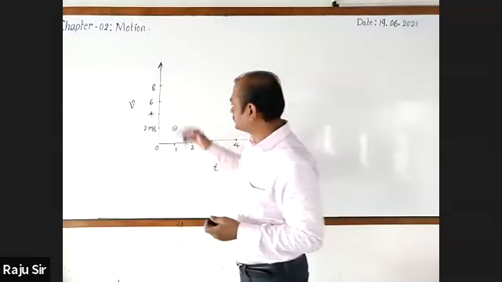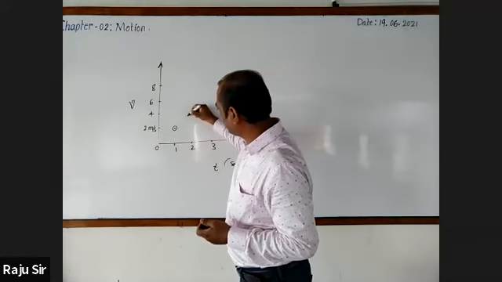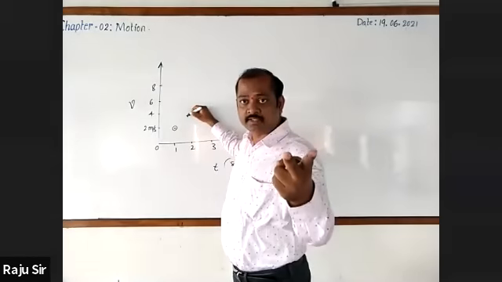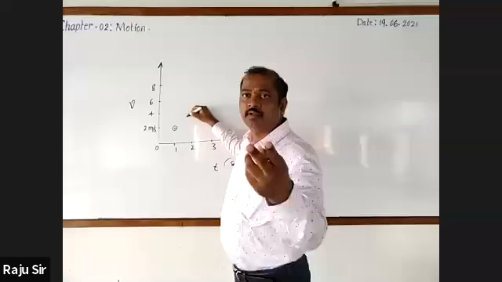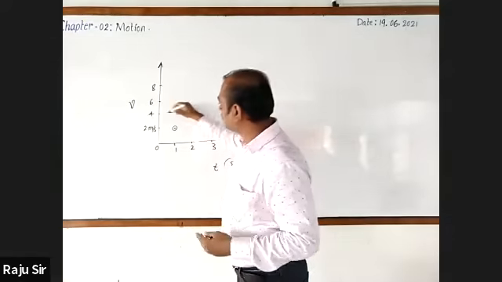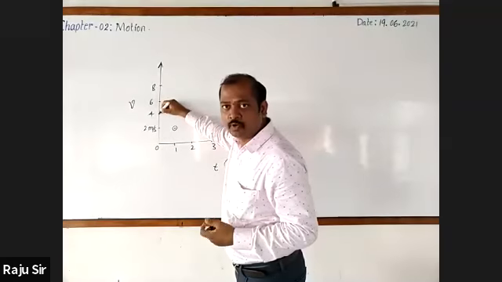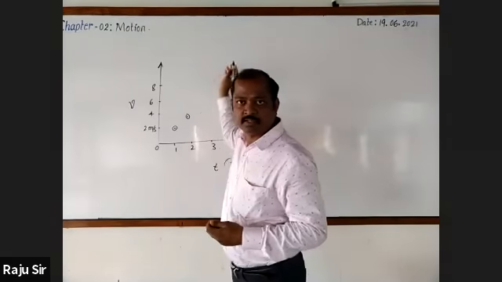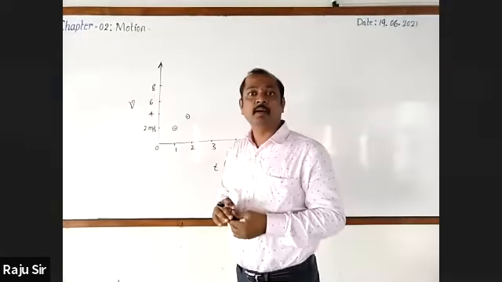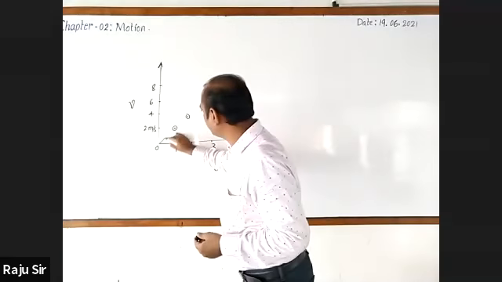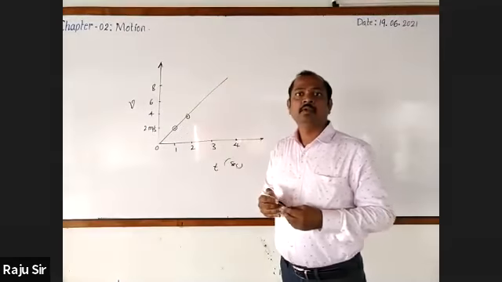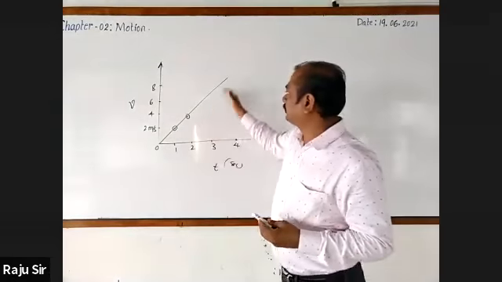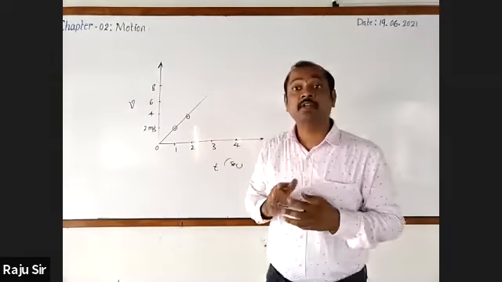Next, observe it. Here, in 2 seconds, the speed with which the body is moving is 4 meters per second. That can be represented with this point. Similarly, we can mark a number of points. Now let me join these points. On joining these points, we can see that the graph is a straight line.